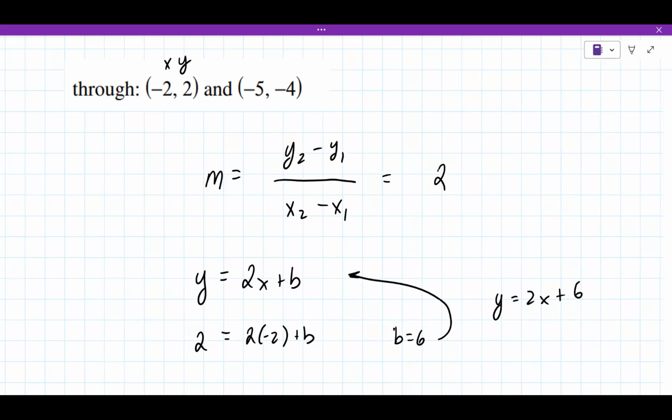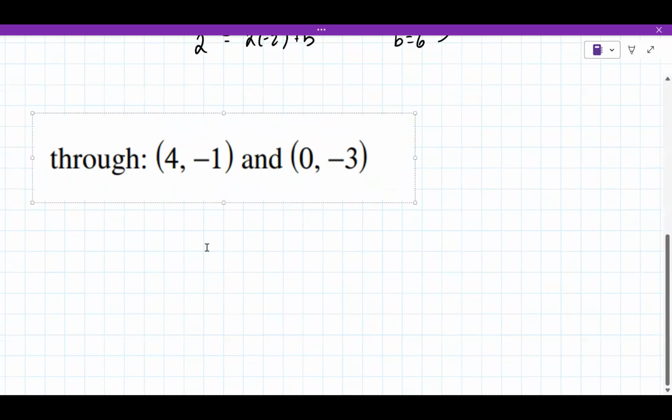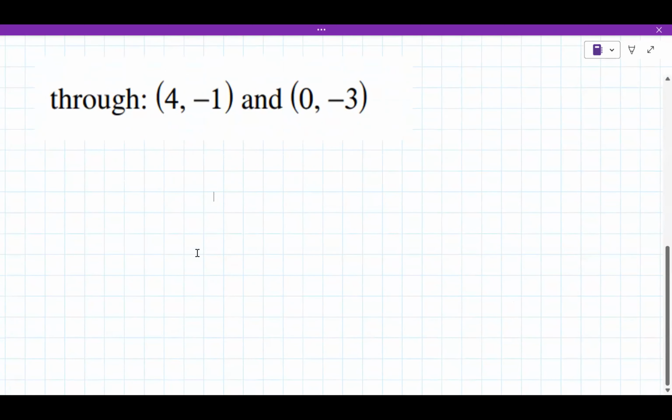So let's try another one here. It's slightly different. So here's a new problem for you to look at. I'd like you to find the slope of these.